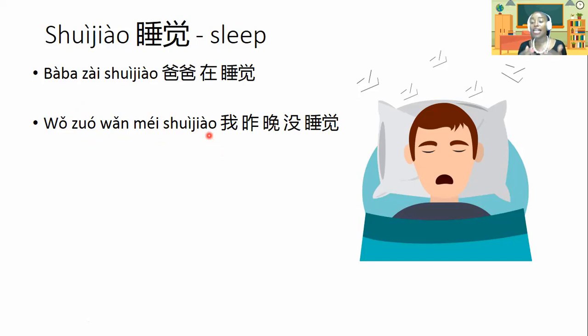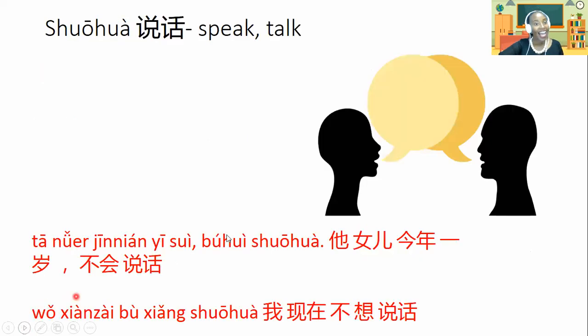So I can say 我昨晚没睡觉. So the word 睡觉 is for sleeping, and we sleep every day. So we can always use 睡觉. Now we have the other word 说话. Just a while ago, I told you 说 is to speak.